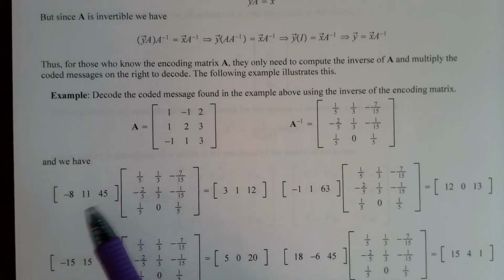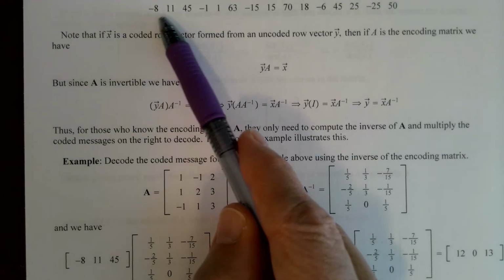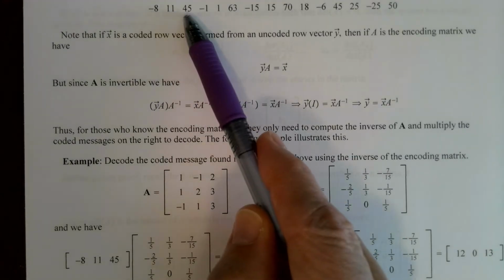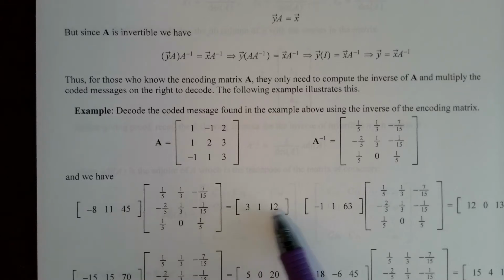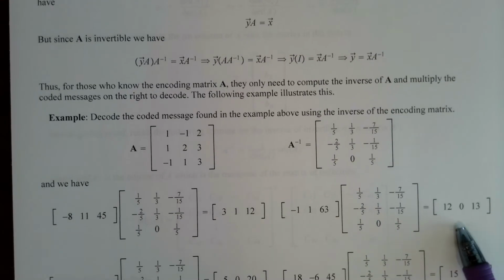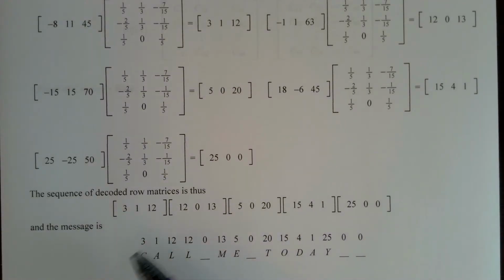So what we do is we now take this block, and since A is 3 by 3, I know I need to break these up into 1 by 3 rows. So I take the first 3, negative 8, 11, 40, 45, multiply by the inverse on the right, and I get back, if you go back to the previous page, the original 1 by 3 block, uncoded. Then we do the next 3, negative 1, 1, 63, multiply it by the inverse, and we get that. We continue to do that for all our blocks until we get our decoded message. And then we go back to that alphabet structure.